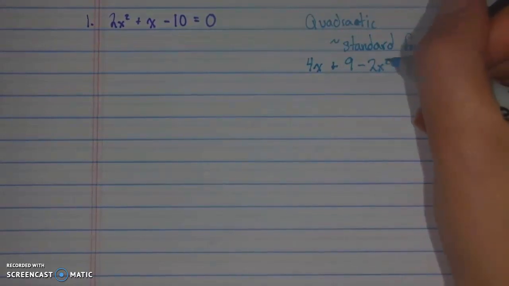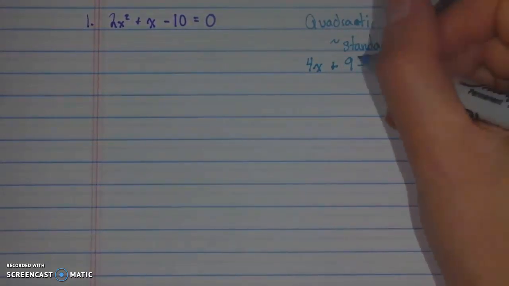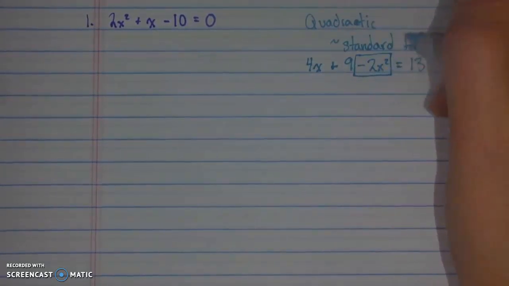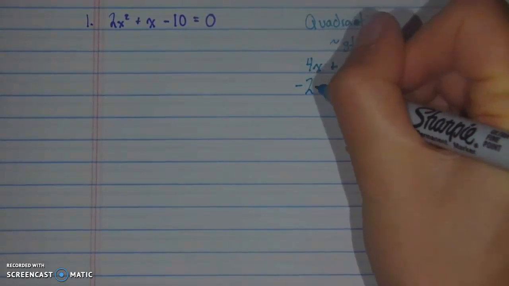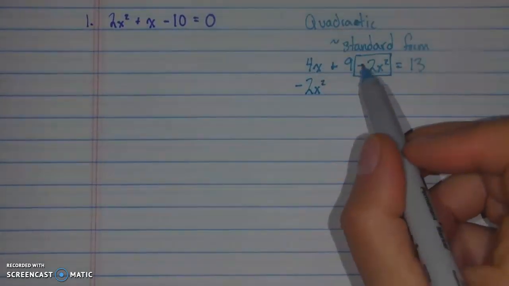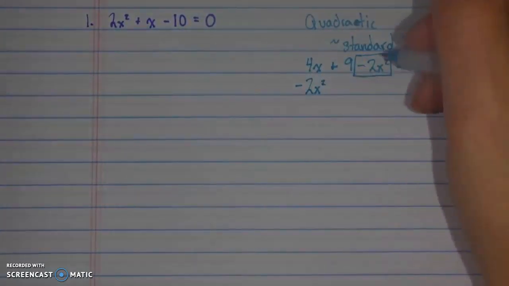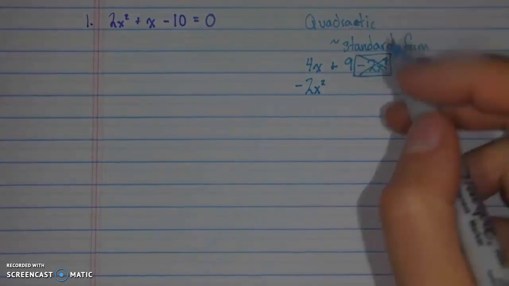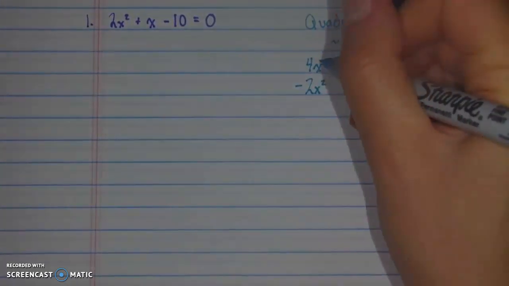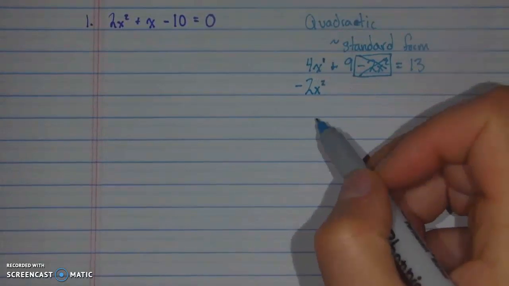So what I'm going to want is my highest exponent first, and this is my highest exponent. It's a power of 2. So I've got negative 2x squared in the front. Don't forget its sign over here. Next, I'm going to move over its second highest exponent. Well, I can see that this x is raised to a power of 1.